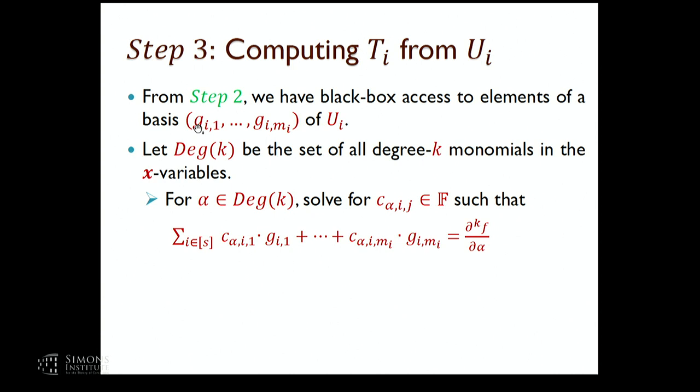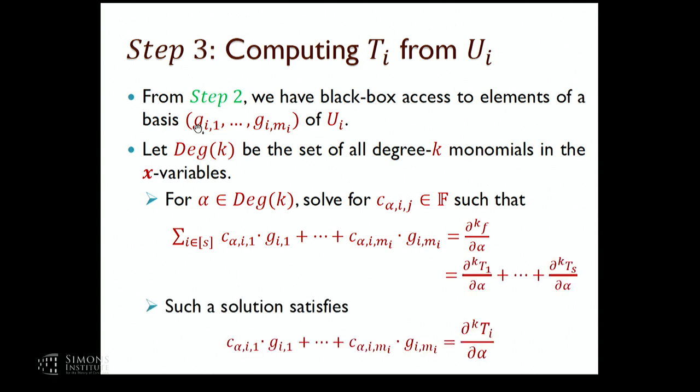So now set up these equations, which would essentially boil down to solving a system of linear equations. So for every alpha in a degree k monomial, you set this equation up, pretending that these C's are variables, and we have black box access to all the G's as well as the F. Right. So using this, you can solve this linear system just by evaluating the G's and the derivative of F at different points, and you solve for all the C's. Once you solve for all the C's, then notice that for every I, this is what would be satisfied.